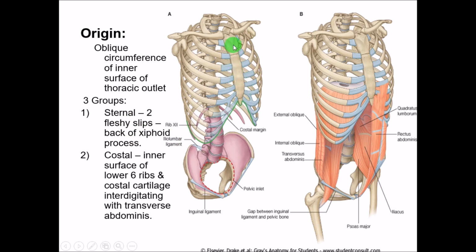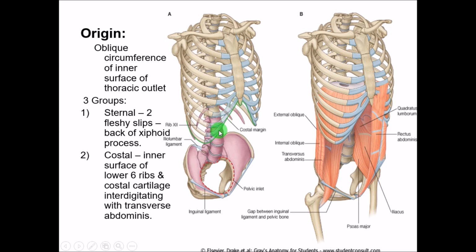This is the manubrium sterni, this is the body of the sternum, and this is the xiphoid process. On the back or inner surface of the xiphoid process, the muscle takes origin as two fleshy slips. This is called the sternal part.